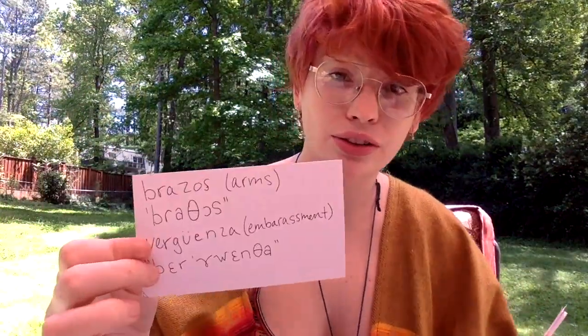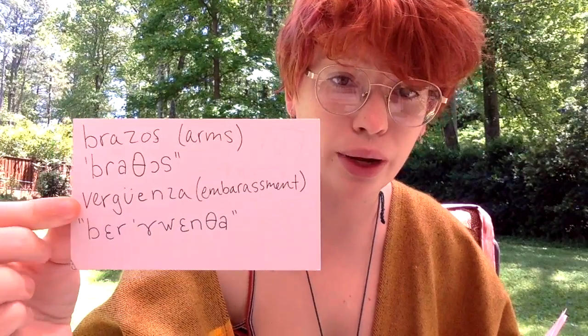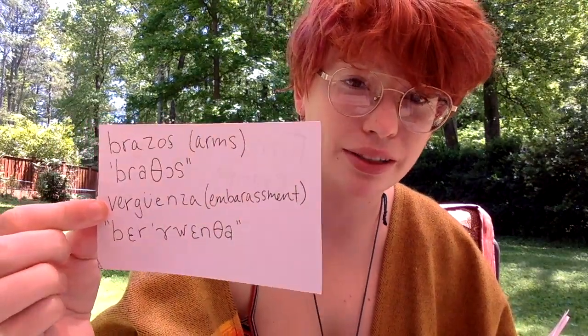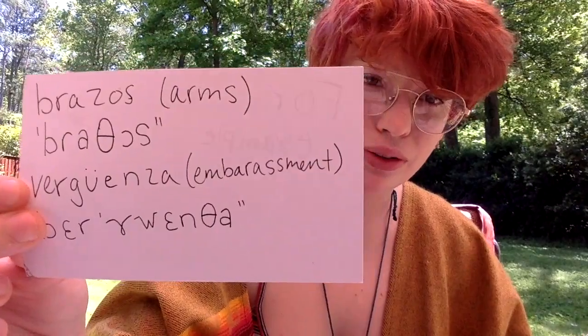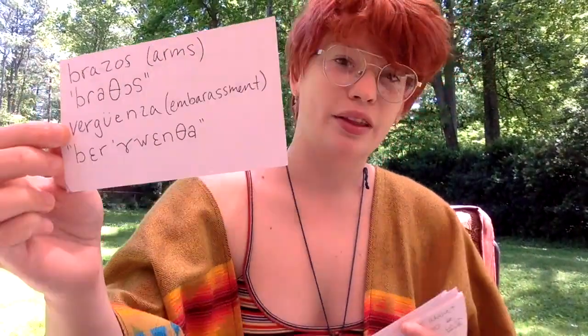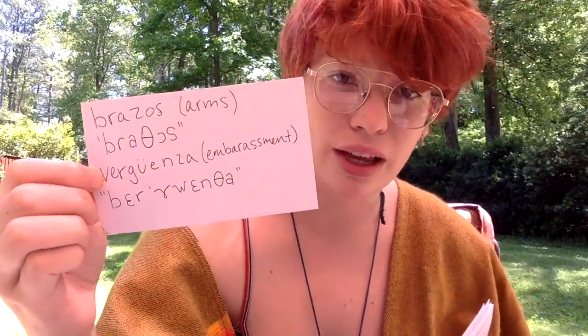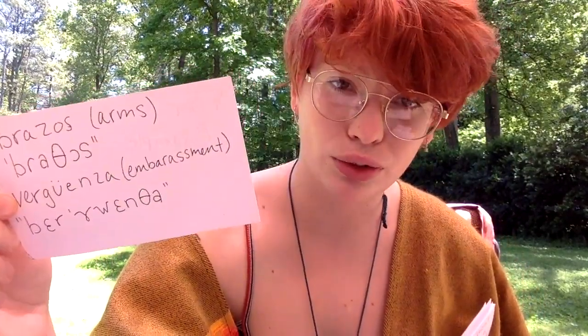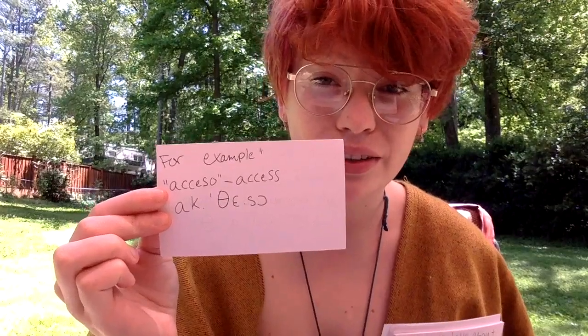Here's some examples for us. We have brazos for arms and vergüenza for embarrassment. Note those little symbols we got going on here. This would be pronounced as brazos and vergüenza in the other forms of Spanish. All right, and we continue. We also see words with double C's, like the word acceso, access. This would be pronounced acceso everywhere else.